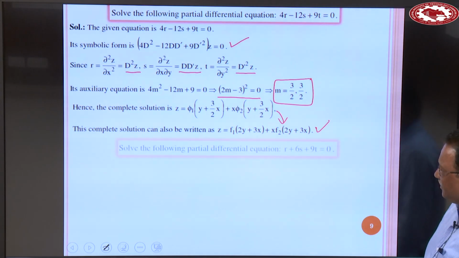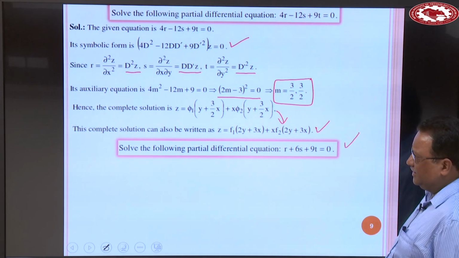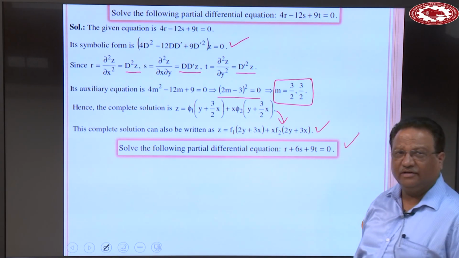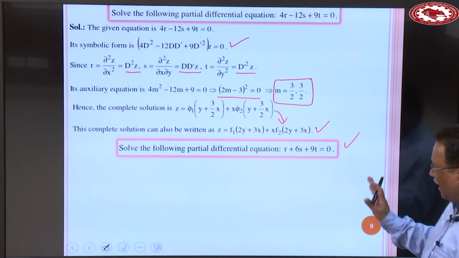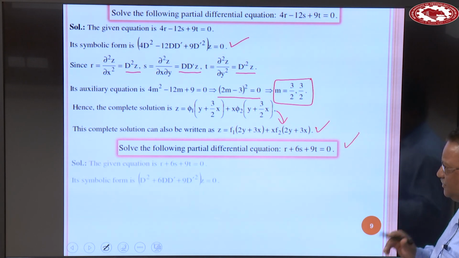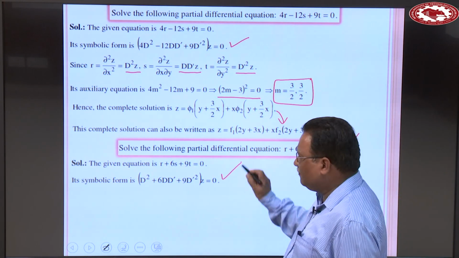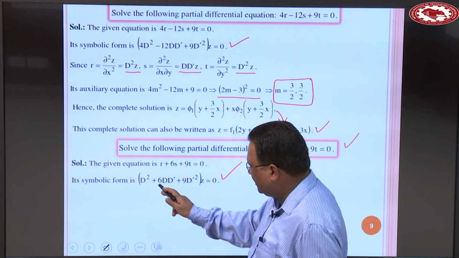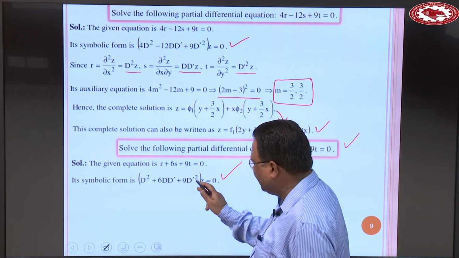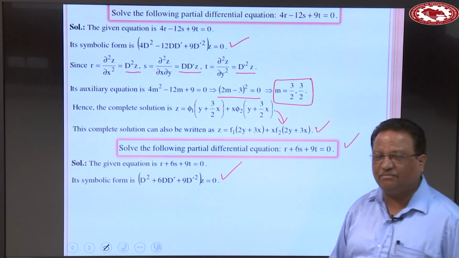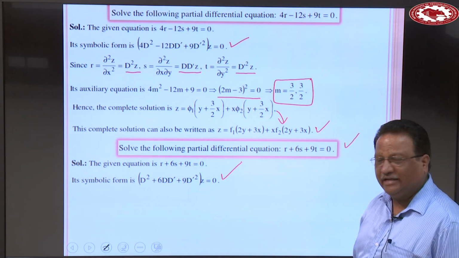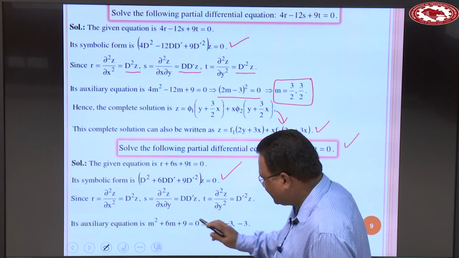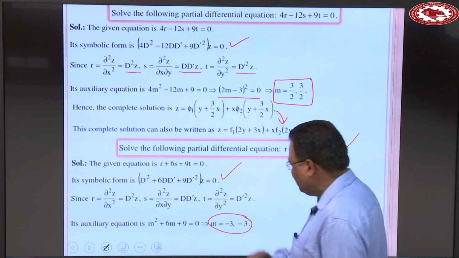Okay. Now one more problem. Solve the following differential equation: r plus 6s plus 9t is equal to 0. First write down the symbolical form, and here the symbolical form is (D square plus 6DD dash plus 9D dash square) z is equal to 0. That one is the symbolical form of this differential equation. Then write the auxiliary equation, and the auxiliary equation is m square plus 6m plus 9 is equal to 0, and you will get m is equal to minus 3, minus 3.